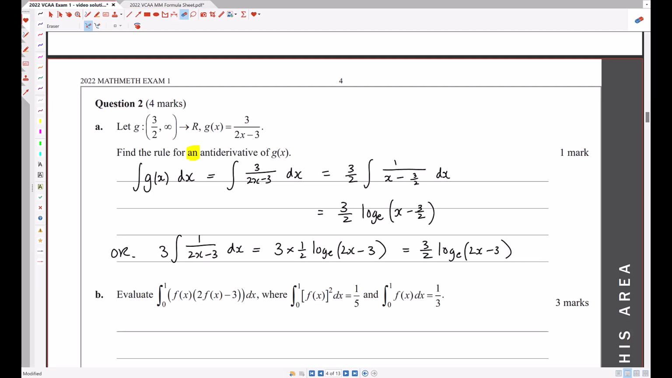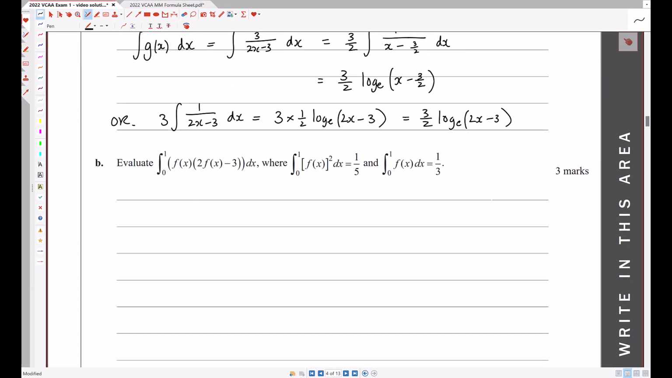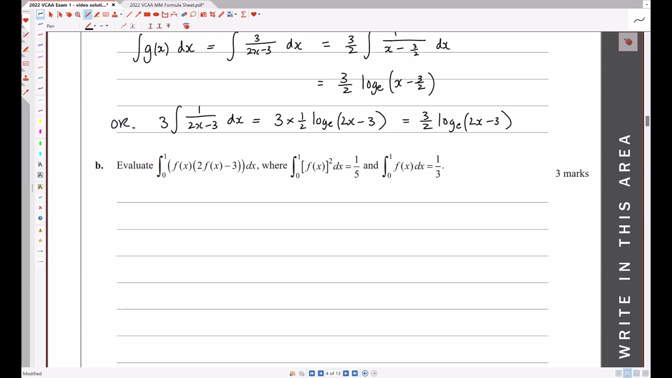Okay, so part B. Evaluate this, where this is, and this. Okay, so we've got quite a lot of information here. So we want to focus on what it is that we're trying to evaluate, but we've also got some information that's going to be of use to us. We've got what the antiderivative of f of x squared is when integrated from 0 to 1, and we've got the integral of f of x from 0 to 1 as well. So let's focus on what it is that we're trying to work out and see how we can make use of these two things here.